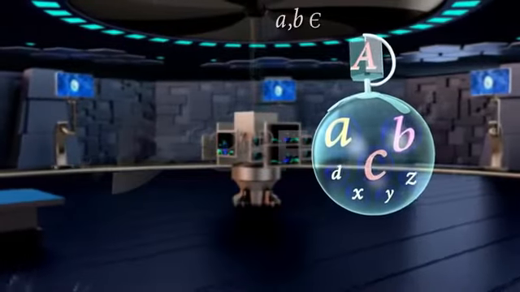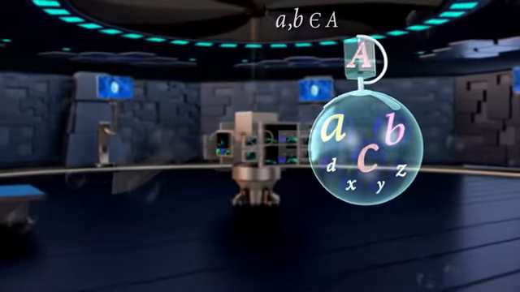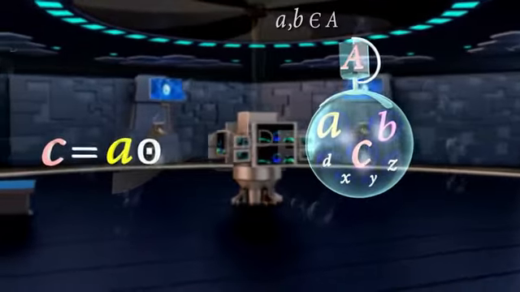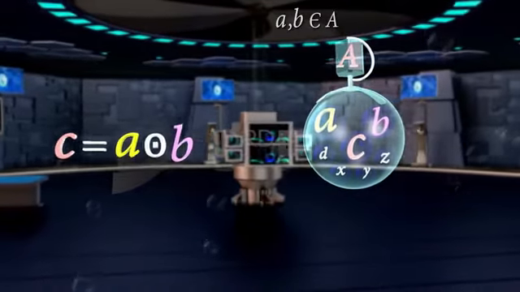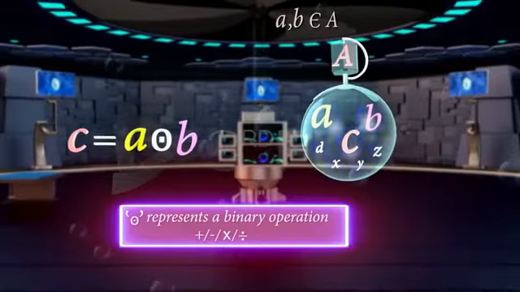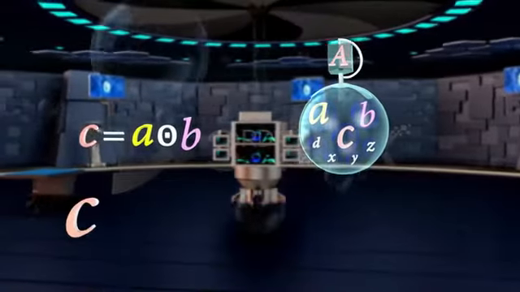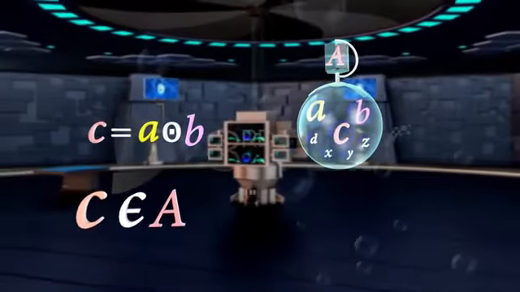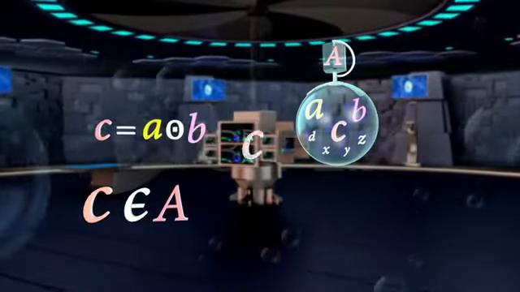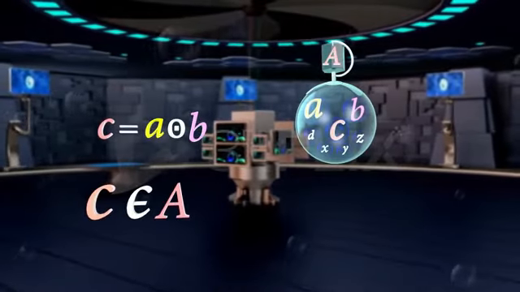Let a and b belong to a set A, and c is equal to a ∘ b, where ∘ is a binary operation. If c belongs to A, then set A is said to be closed under the operation ∘.